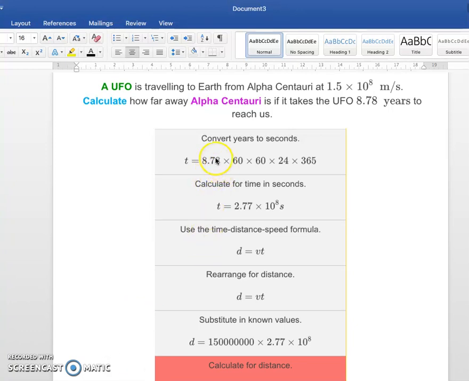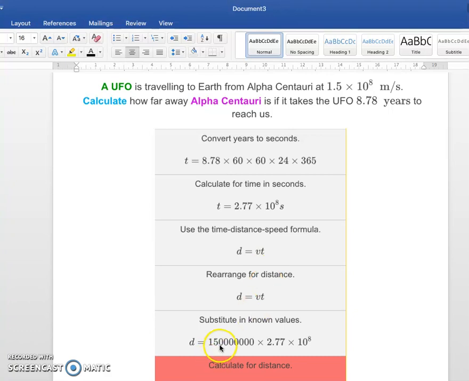So we're going to first of all convert our years into seconds so we can make this work. Using this formula here, we have 8.78 years. We're going to multiply it by the number of seconds in a year to give you the number of seconds, and then use this formula rearranged so that we're solving for the distance. We want to find the distance, and we're going to find that by multiplying the velocity by the time. Then we simply substitute in the known values.